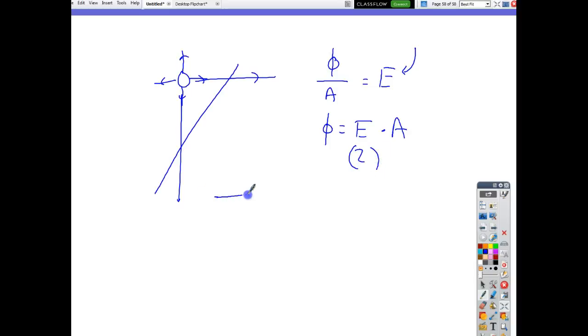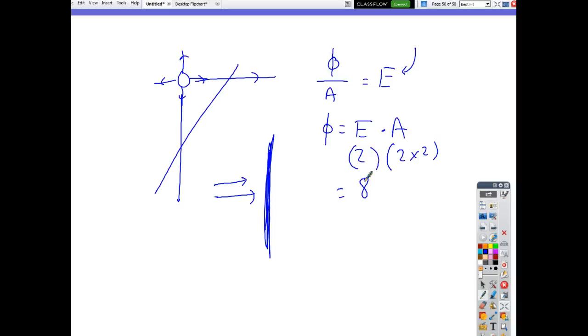Okay, I got electric field going this way. I've got a 2 by 2 rectangle sitting in front of it like this. How many flux lines would go through it? Electric field is 2. The area would be what? 4. 2 times 2, or 4. So my flux would be 8. There's 8 flux lines.